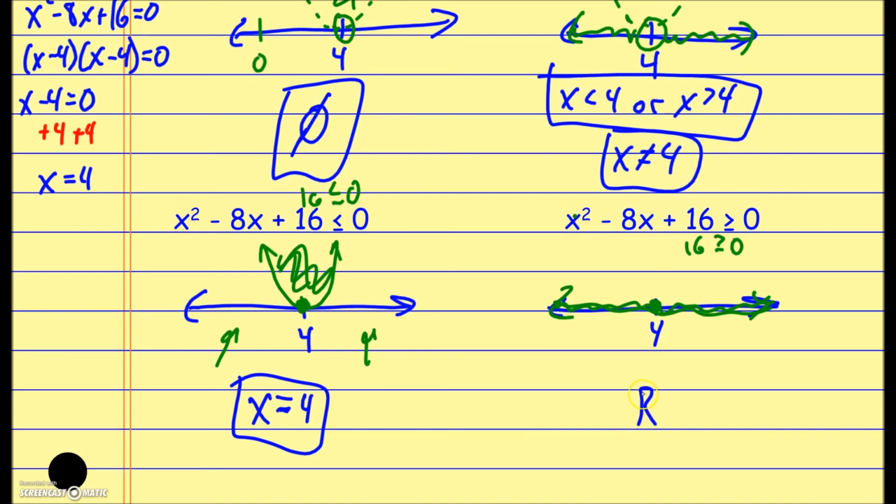Okay, so the answer is all real numbers for this one, because the whole thing is shaded, because I have a parabola that opens up. It includes that point because it's solid, but then I'm shading everything on the outside, so the entire x-axis is shaded. All right, so think of these things in terms of the entire graph sometimes.